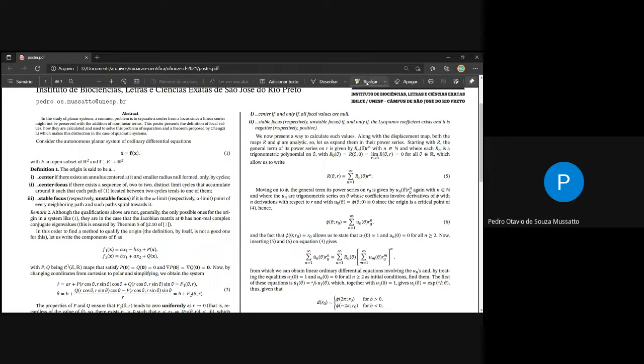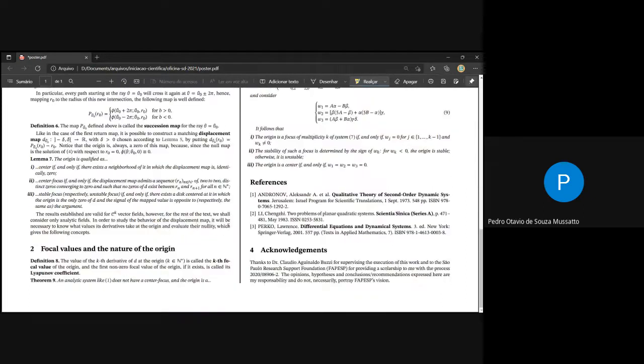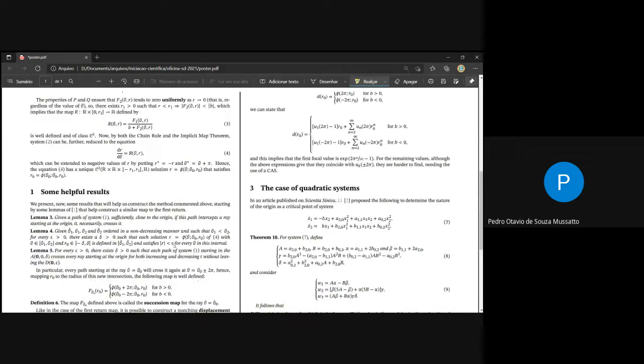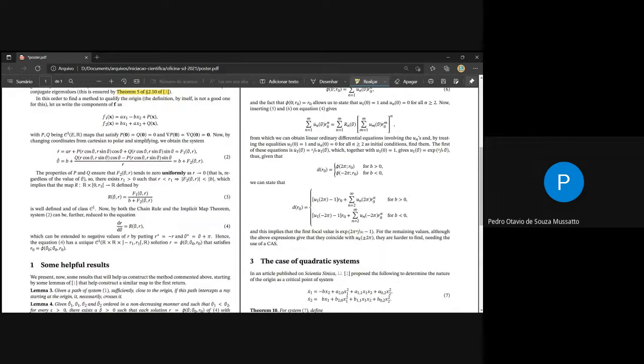First of all, we can classify the origin as one of three things: a center, a center-focus, or a focus. And by this theorem right here, from this book, these are the only outcomes in the case we are dealing with.